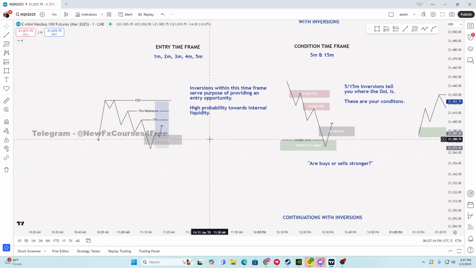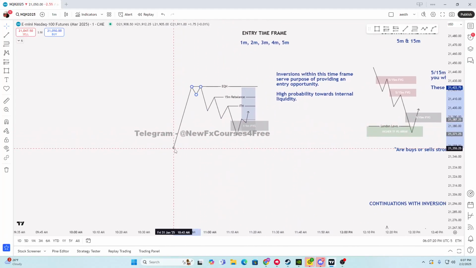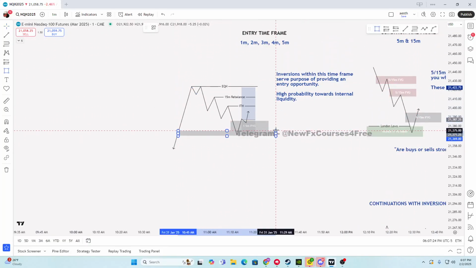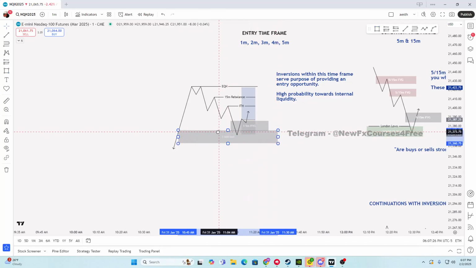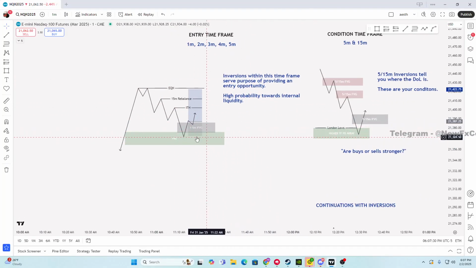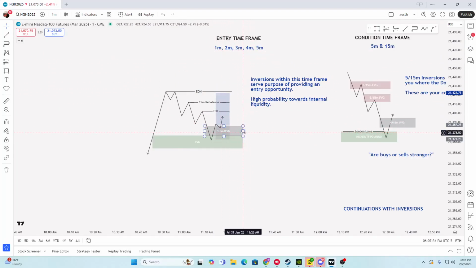You inverse a 5/15 minute. Then you can drop into your lower time frames, right? What do you want to look for after this happens? You want to look to see if price is trading inside of some sort of 5 minute, some sort of 15-minute, any sort of condition, I guess. And then your entry is based off the 1 to 5 minute.